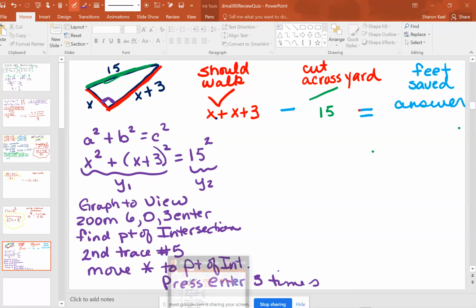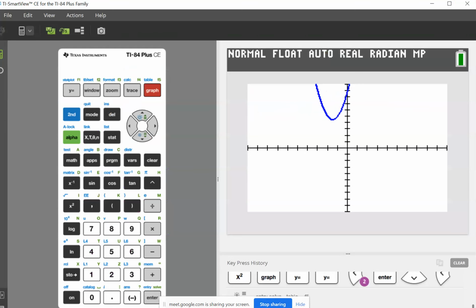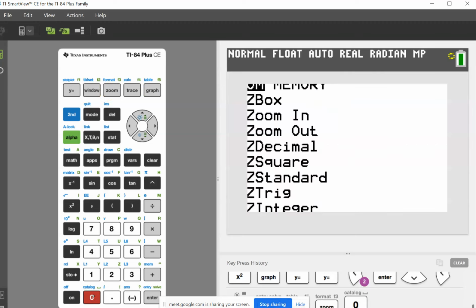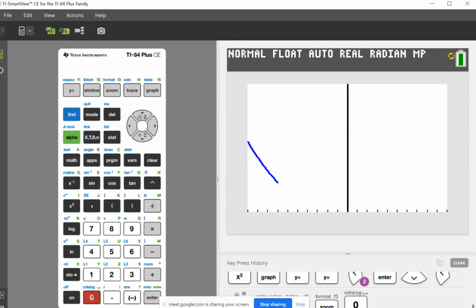Okay, so let's go through those steps on the calculator. So this is our zoom 6. I don't see 2 lines, so let me now do zoom 0. I see 1 line, and here comes the second one. We cannot have a negative length, so it's okay that we don't see the intersection on the left. This is the point that we need. If I still couldn't see it, I would do zoom 3, enter, but I can see this just fine.